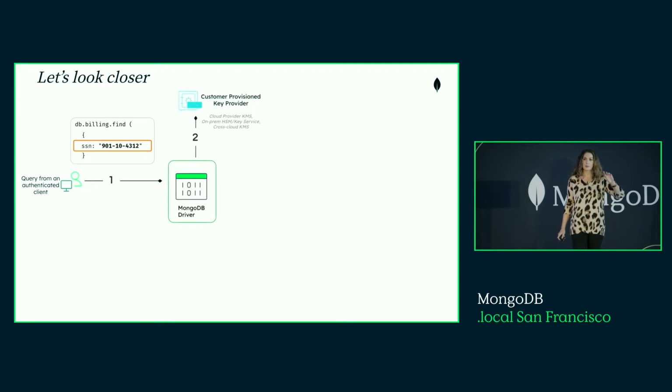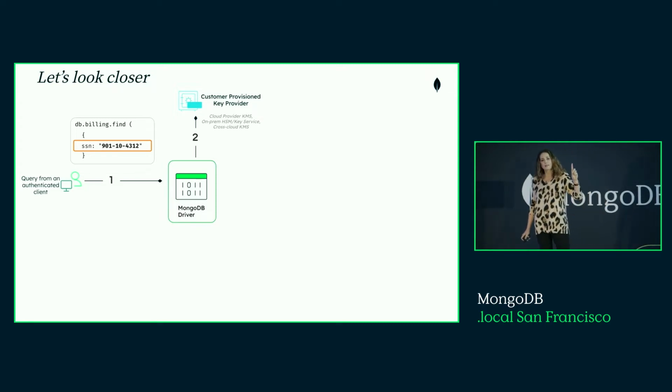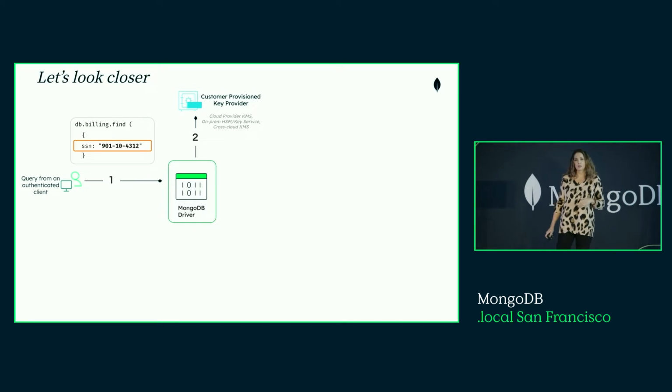Here's the second point that keeps unauthorized people out. It hits that MongoDB driver. That MongoDB driver knows that that field is encrypted. It will go and ask for the encryption keys from the customer-provided key provider. So this is a cloud KMS, an AWS KMS, Google's Cloud KMS, or the Azure Key Vault. It could also be that you have an on-prem HSM, and as long as you've got a KMIP-enabled HSM, we can grab it from there.